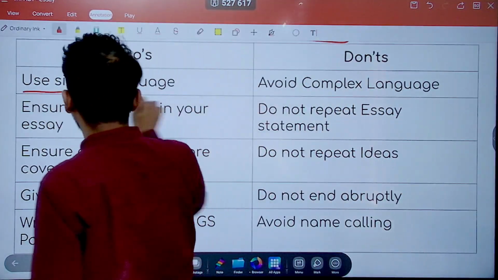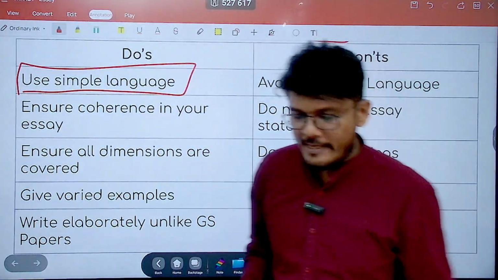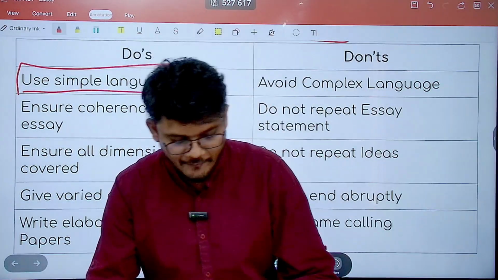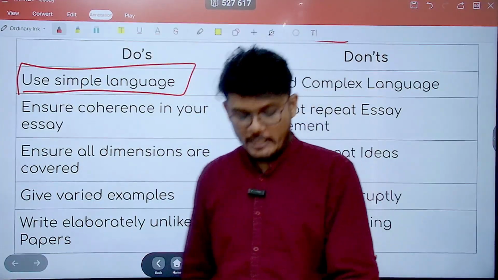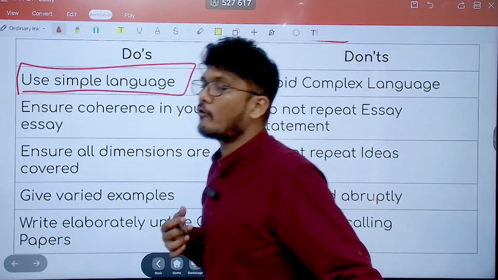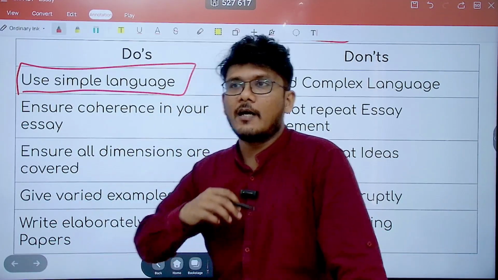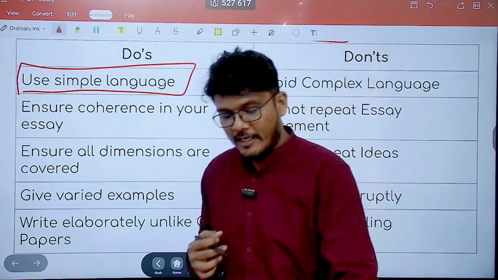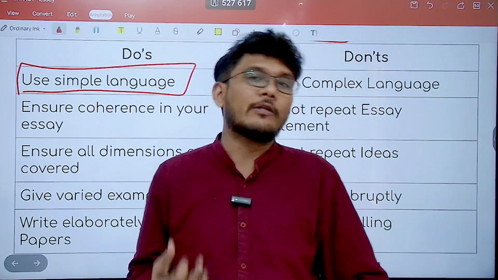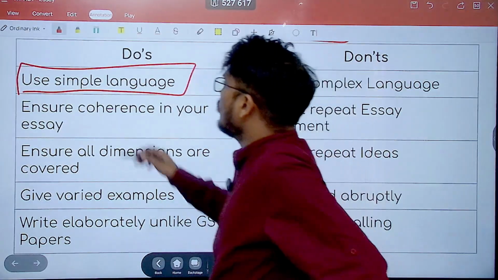So the very first thing is to use simple language. Do not go for flowery language. Do not go for complex language. Do not go for complex words. That is not a challenge or a test of how difficult words you can use. It is rather a task in which they will check how easily you can present certain things, right? So use simple language.